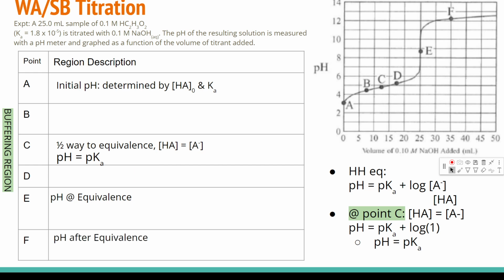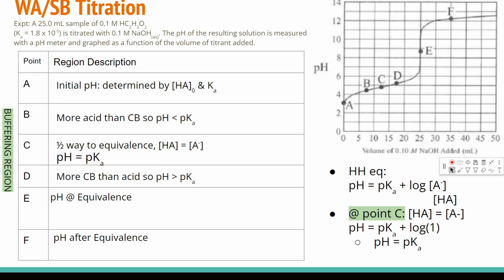Okay? And then we have point F. We are after equivalence, so we have more of the strong base being added there. So going back to point B real quick, we have more acid here than its conjugate, so we have more pKa versus pH. And then point D is going to be the opposite. We have more of the conjugate base now in that situation, and so our pH is going to be more than pKa.